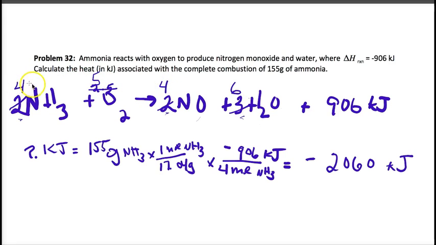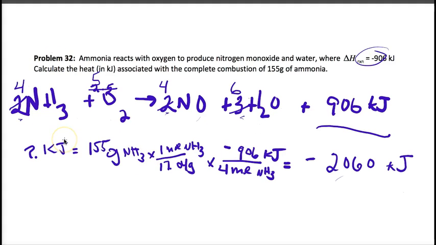Let's make sure that works. 4 nitrogens, 4 nitrogens. 12 hydrogens, 12 hydrogens. 10 oxygens, 4 plus 6 is 10 oxygens. All right, so after I did that, then I added my 906 kilojoules of energy, which is right here, because it's exothermic. How did I know it's exothermic? Because the negative told me so.